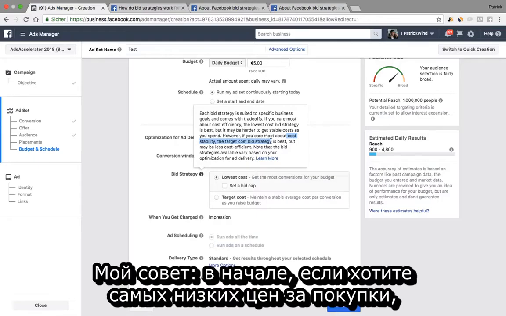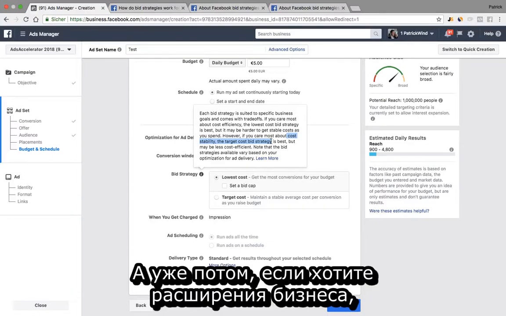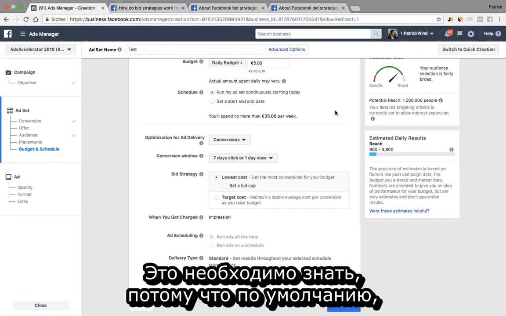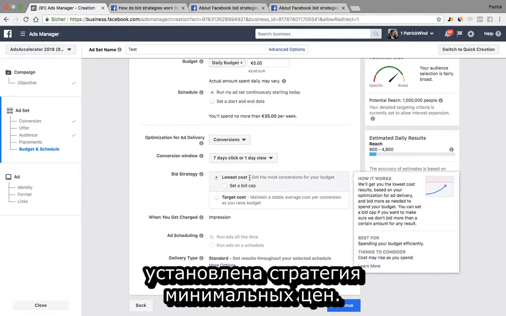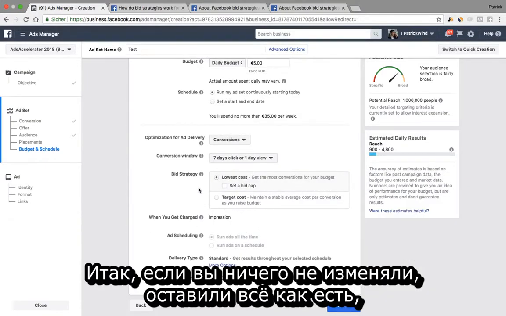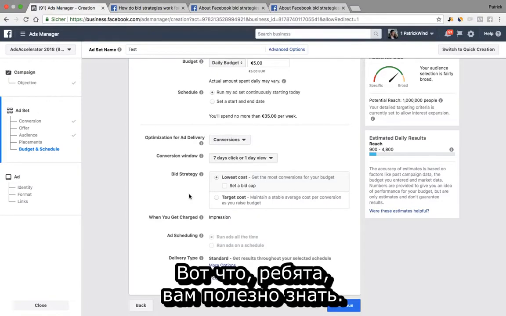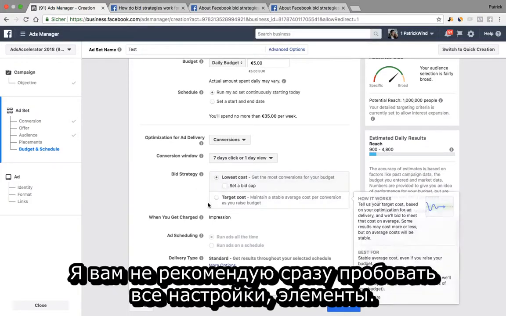So what they recommend is, in the beginning, if you want to have the lowest cost per purchase as possible, then go for the lowest cost bid strategy. And then if you want to scale your business, play around with the target cost bid strategies. Very good to know, because the default option, even if we do not change anything, is already the lowest cost bid strategy. So if we just leave everything as it is, we're already applying a very good strategy. So that's important for you to know, guys, that I do not recommend you now to really test in a lot of detail the different opportunities and options.